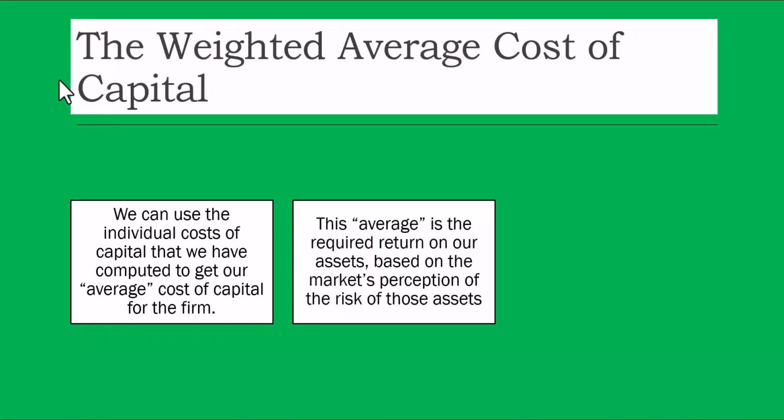The average is the required return on our assets based on the market perception of the risk of the assets. So that means whatever is the weighted cost of capital becomes the expected return that we should get from whatever business we are doing, or whatever assets we are deploying. So suppose my weighted average cost of capital is 15%. That means I should get at least 15% return on whatever assets I have deployed in the business.